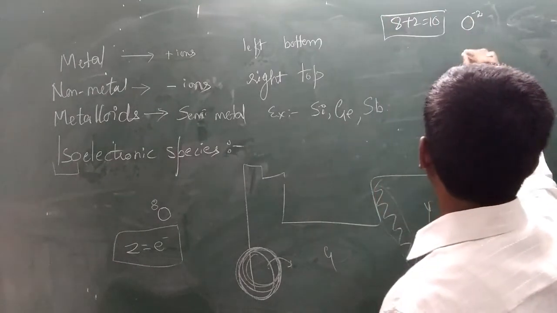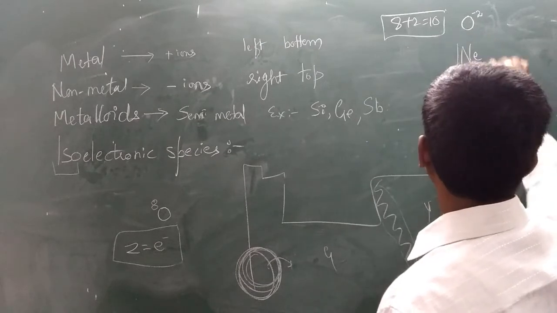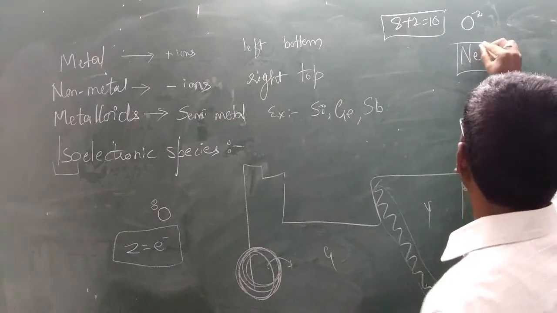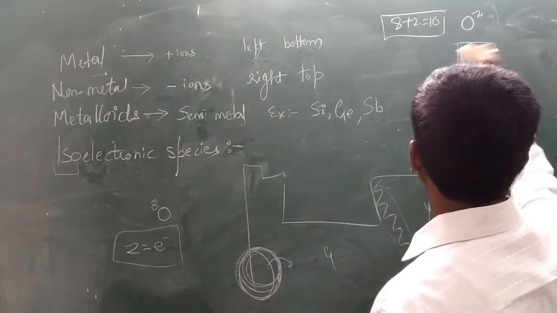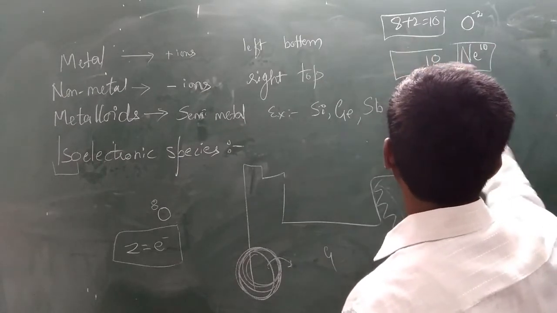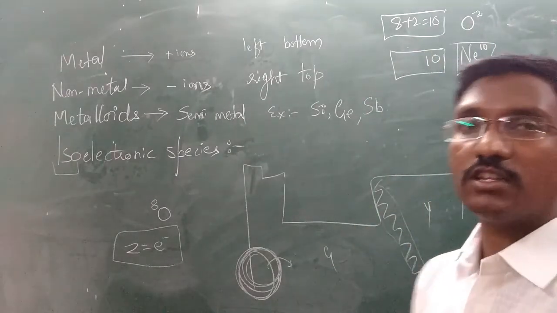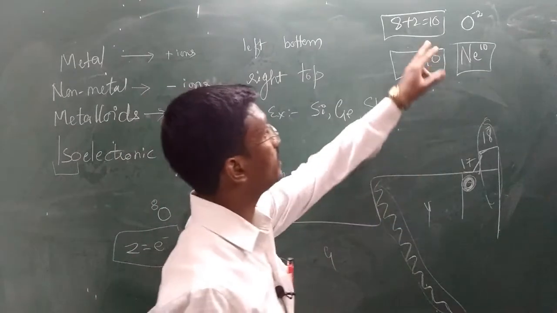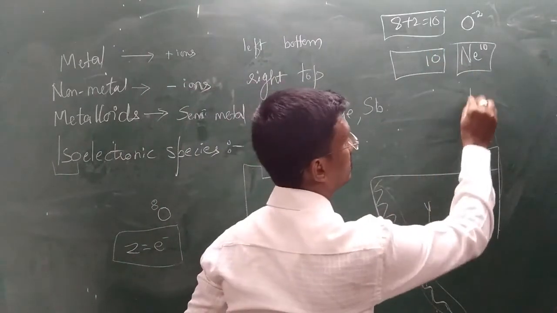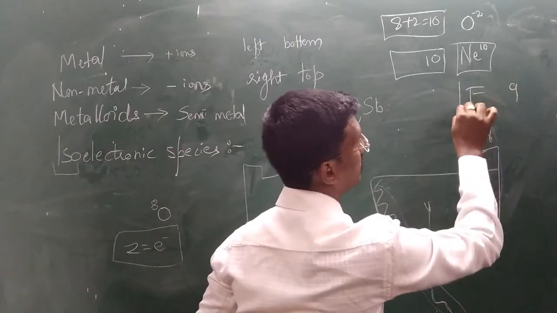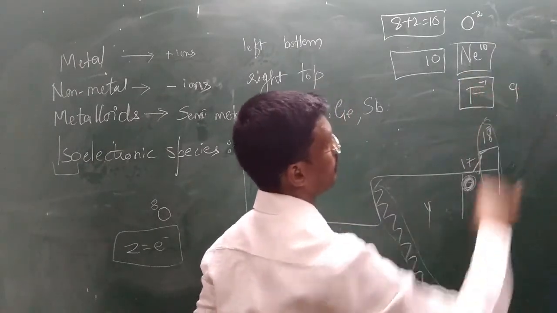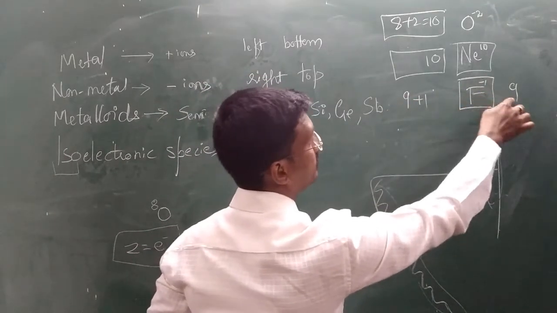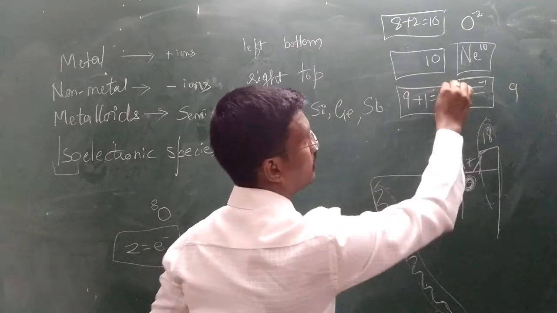Similarly, the 10th element, neon, belongs to group 18. Neon has the atomic number 10 and zero charge. It has 10 electrons in total, but it is neither losing nor receiving electrons. Fluorine has the atomic number 9, but it carries the charge -1. Initially it has 9 electrons, but it receives 1 electron. Therefore, the total number of electrons is 10. Are you getting this one?